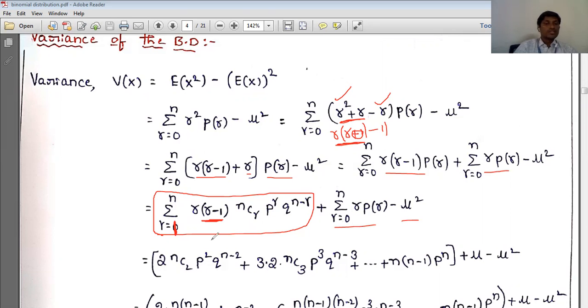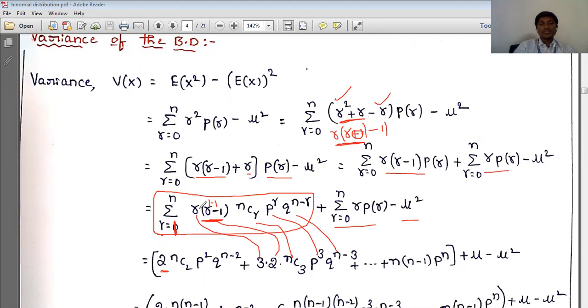Okay. Next we substituted different values in place of r. If you substitute 1, here it is 1 minus 1, and 1 minus 1 is nothing but 0, so nothing to substitute. So next r is equal to 2. For that, 2 into, here 2 minus 1 is nothing but 1. So 2 into 1 nC2 p square q power n minus 2. Next we are substituting 3 in place of r. So if you substitute 3, 3 minus 1 is nothing but 2, and nC3 p cube q power n minus 3. So just what we did, in place of r we substituted 3.